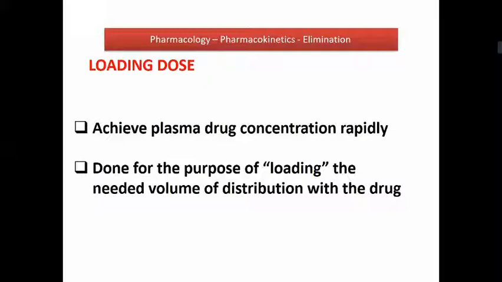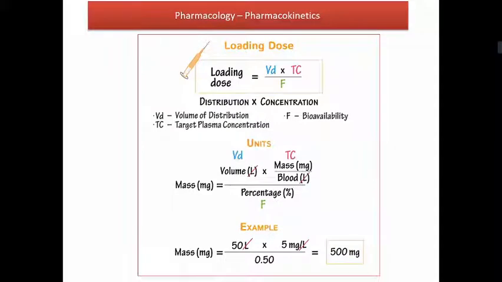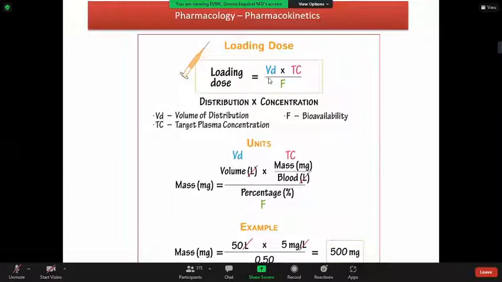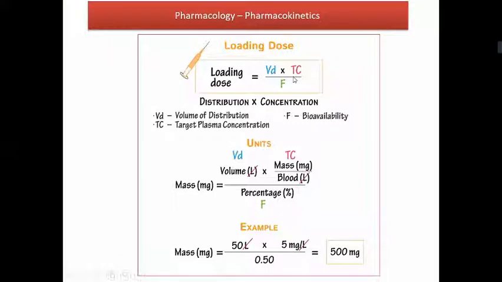Okay, I'll proceed so we can fix this. Okay? So, the loading dose is given for the purpose of loading the needed volume of distribution for the drug. Actually, loading dose comes first, then maintenance dose. Okay? This is how you do your loading dose. Loading dose is equal to the volume of distribution times the target plasma concentration over that of the bioavailability of the drug. So, we have an example.